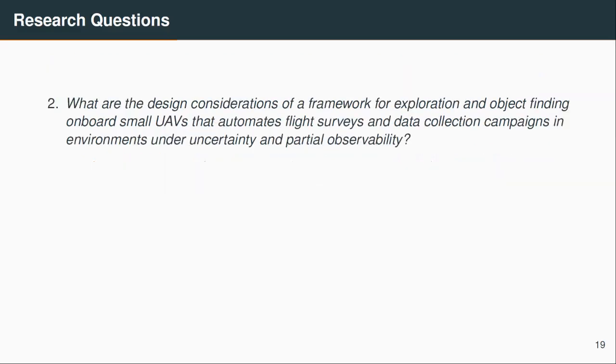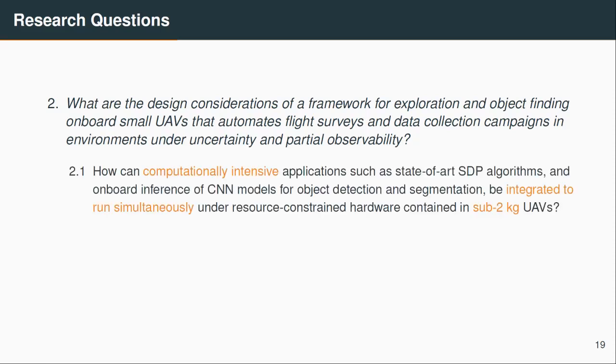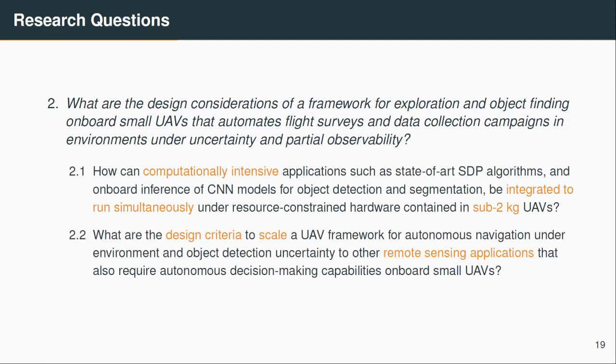The formulation of an autonomous navigation problem normally involves the development of a framework. Therefore, my second research question addresses all the design considerations of my framework. So I have two sub-questions. The first one is: how can computationally intensive applications, such as state-of-the-art SDPs and onboard inference of CNN models for object detection and segmentation, be integrated to run simultaneously under resource-constrained hardware contained in sub-2 kilogram UAVs? The second sub-question is: what are the design criteria to scale my framework to other remote sensing applications that can also require autonomous decision-making capabilities onboard small UAVs?